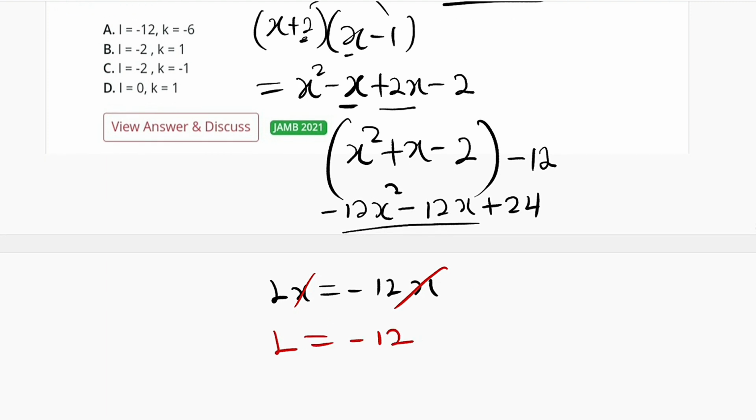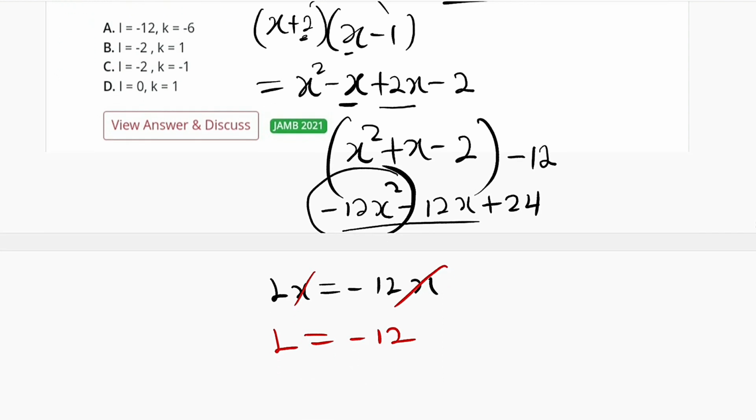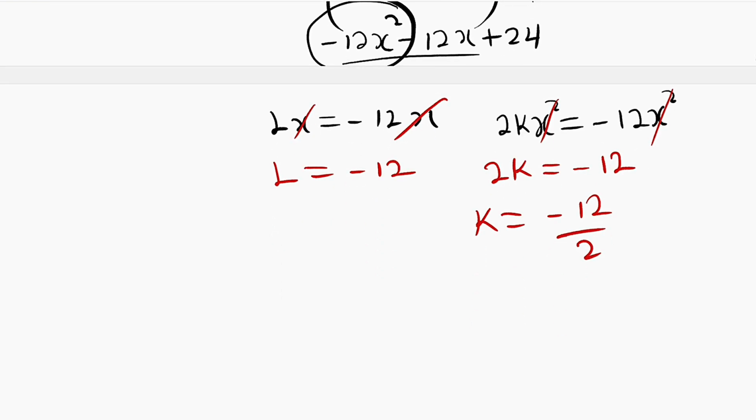Then we take the second one. You can see 2kx squared will be equivalent to negative 12x squared. So 2kx squared is equal to negative 12x squared. This will cancel this. We have 2k equal to negative 12. And k finally is equal to negative 12 divided by 2. And k must be equal to negative 6.